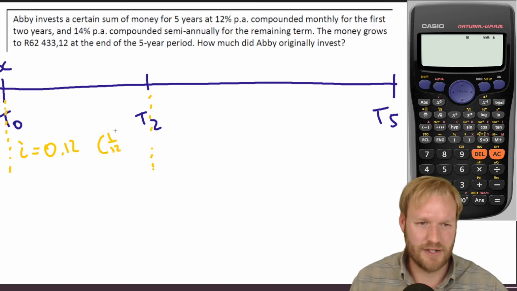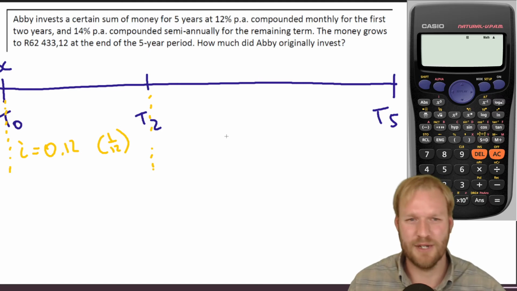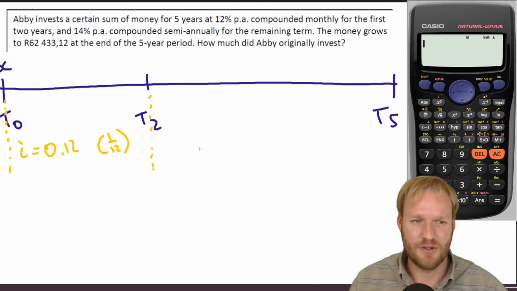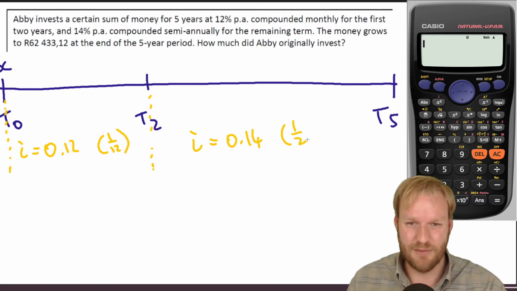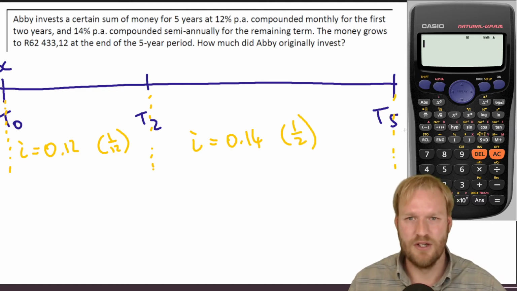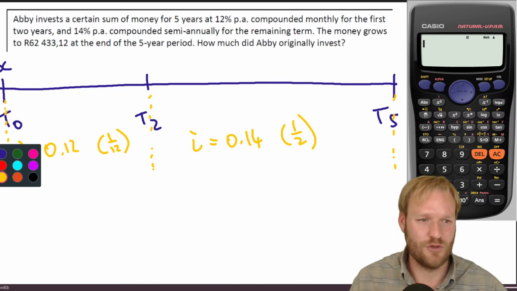And remember, I'm putting my 12 to show it's happening monthly. And then 14% semi-annually. So from there we get 14%, and that happens twice a year, semi-annually. And that happens until the end. The money grows to 62,433.12.